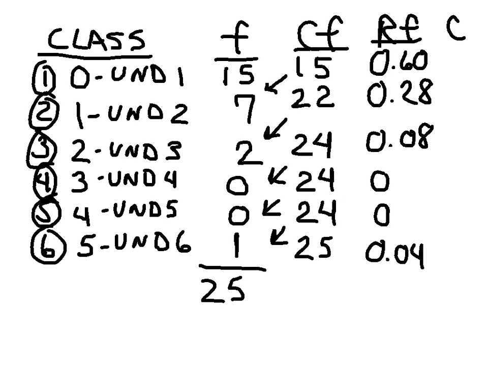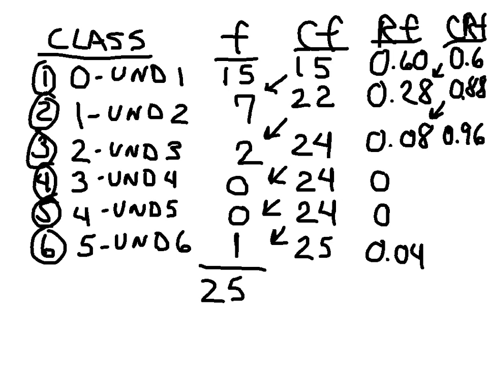Then the cumulative relative frequency, which I'm going to try to cram in here, you start out with 0.6, and you start zigging and zagging and adding. You add the 0.28 to that, so that gives me 0.88. Add 0.08, that gives me 0.96. I have another 0.96, and yet another 0.96. And I add the 0.04, which gives me 1, which is as it should be. Okay.